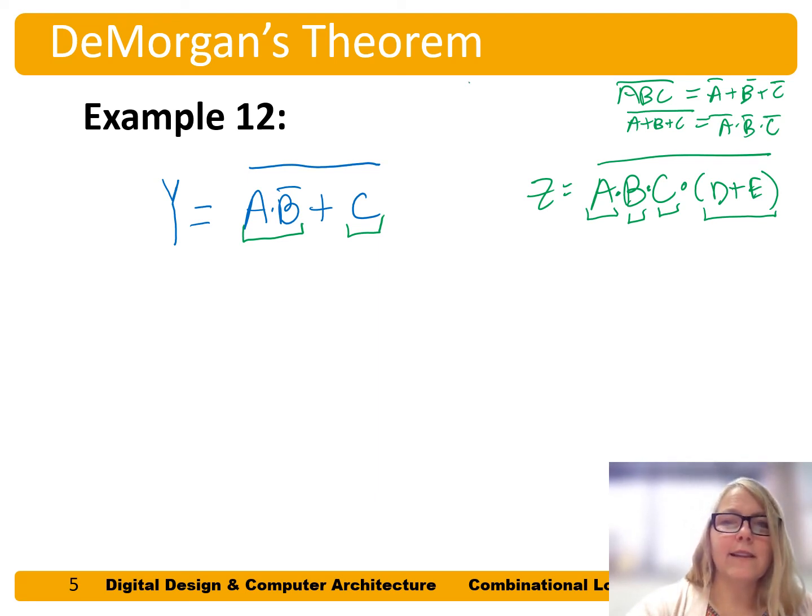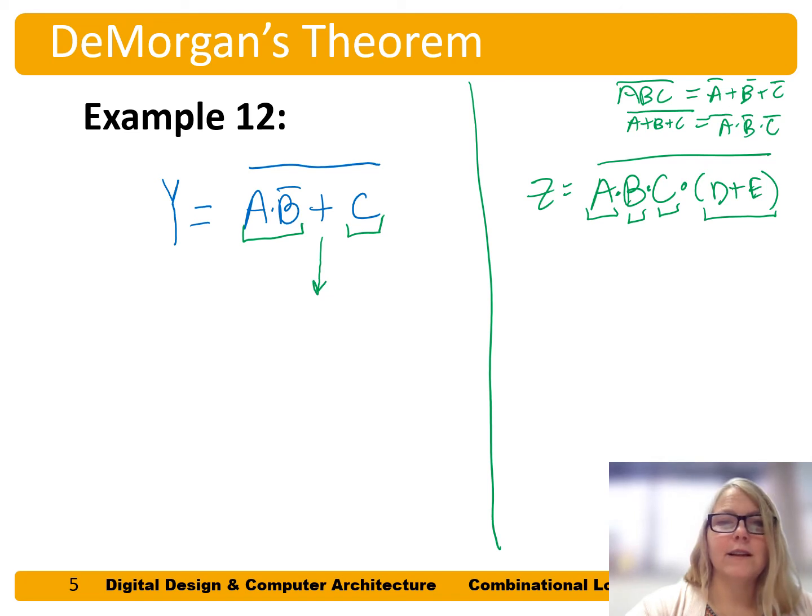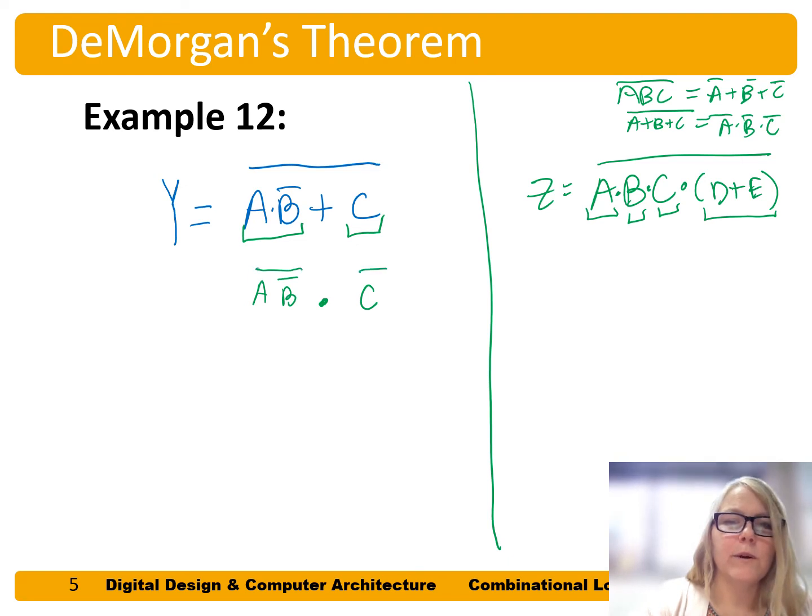In this case on the left, we have A and B bar or C. So we have an OR expression under a bar. The left term, we bring that term down. We change the OR into an AND. Now we bring the right term down. And then finally, we put bars over each of those terms.